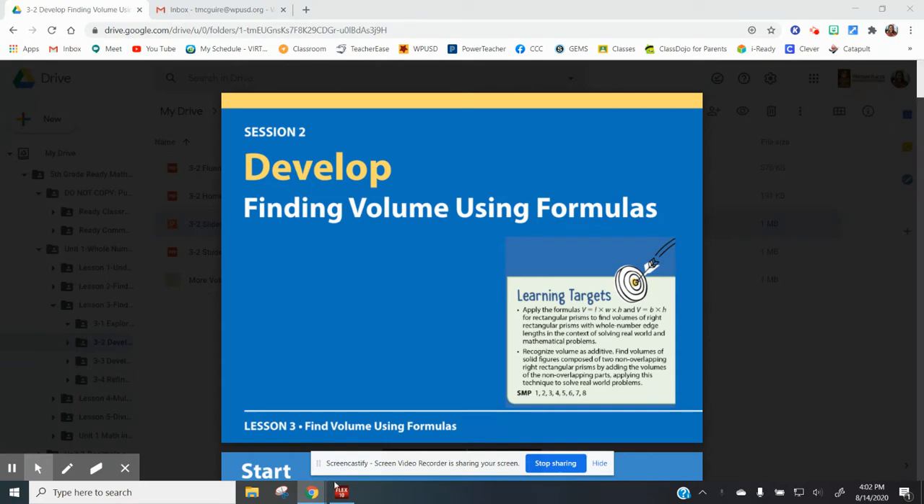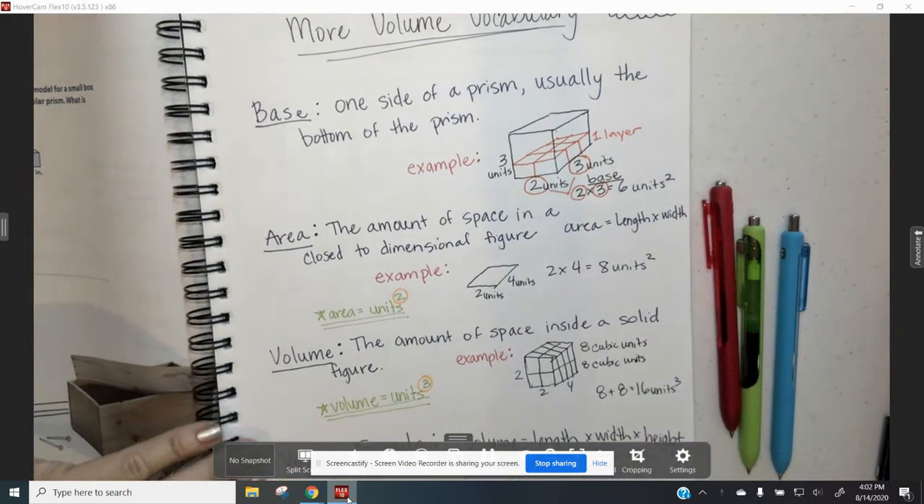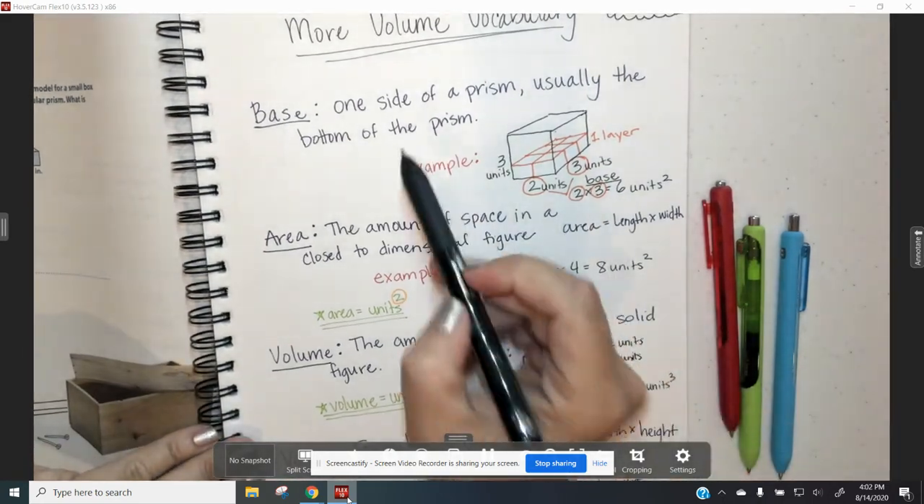Remember that last session, we learned two new volume formulas that we can use to find the volume of a rectangular prism. Before we get going, I want to just run through some of our volume vocabulary so we can remember what we're talking about when we see a word.